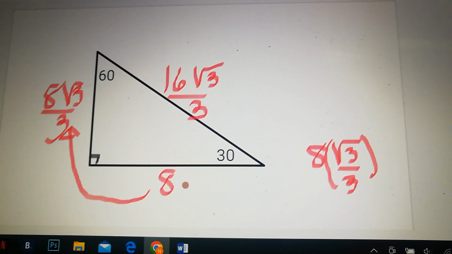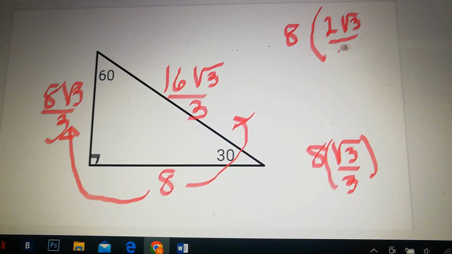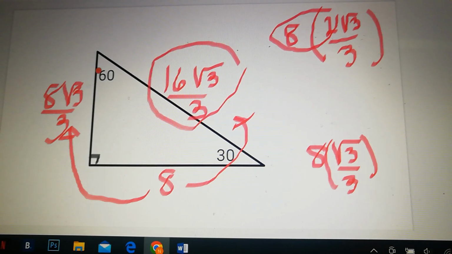Or you will go directly from here, 8 multiplied by 2 square root of 3 over 3. What is the product of 8 times 2? That is equal to 16. Then copy square root of 3 over 3. So the answer is 16 square root of 3 over 3 for the hypotenuse. And the shortest side is 8 square root of 3 over 3.